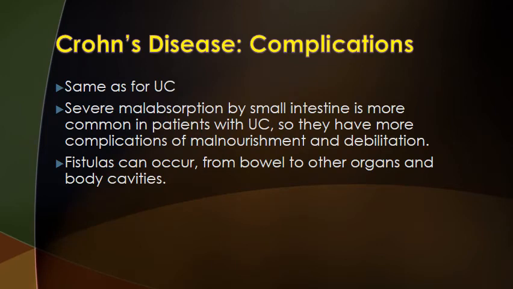What are the complications of Crohn's disease? Very similar to the ones for ulcerative colitis. So in ulcerative colitis, severe malabsorption by the small intestine is more common, so they have more complications of malnourishment and debilitation, whereas the Crohn's disease patient has more common problems with fistulas from the bowel to other organs and body cavities. It can happen anywhere, from bowel to anywhere. Bowel to urethra even, believe it or not. Yes, it's true.